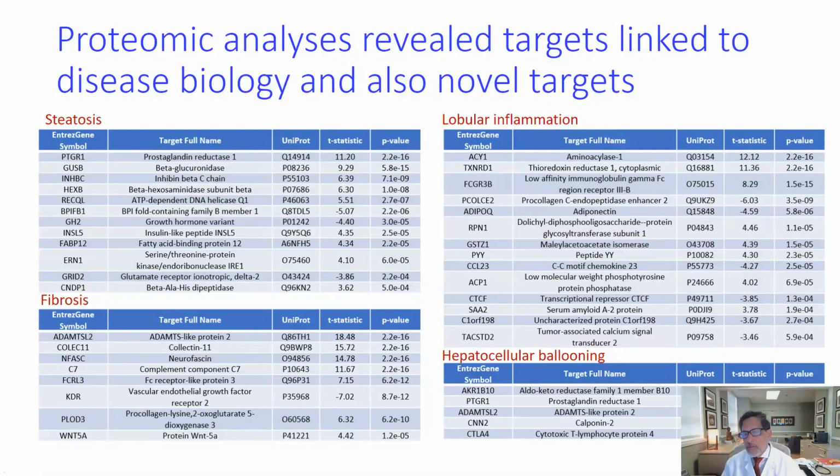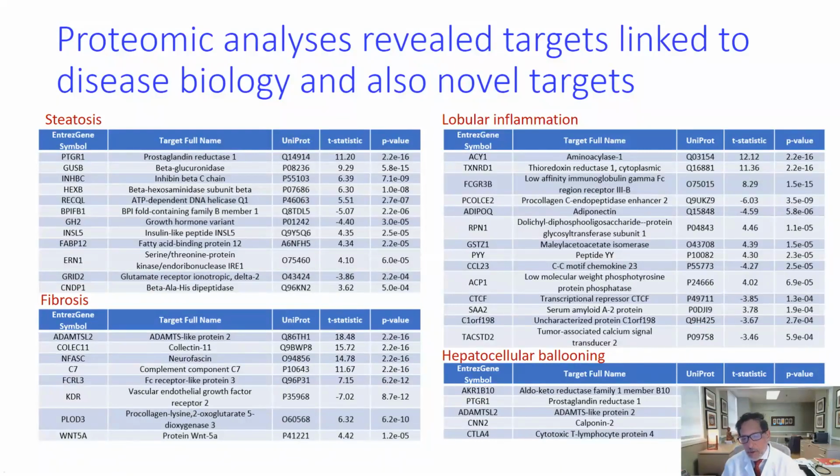Now, if you look at lobular inflammation, again, you are seeing a number of things such as the immunoglobulin receptors over here, adiponectin, which has been linked also to the inflammatory response. And we didn't see it in steatosis over here as one of the top hits, but it came out in the inflammation piece. Peptide YY, other things over here, serum-associated amyloid. So a number of these are known to be associated with inflammation, chemokines, etc. And then there are a couple that are also new findings.